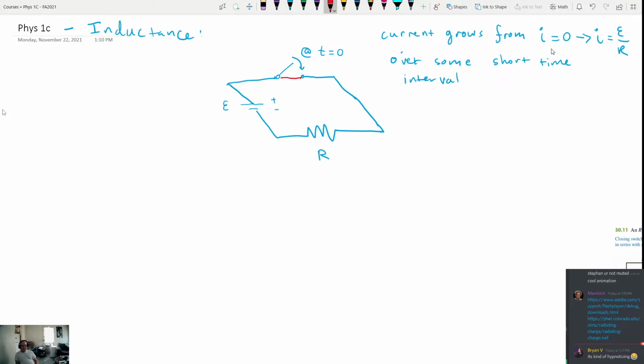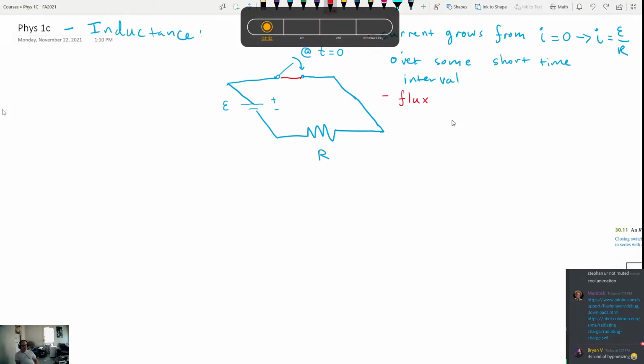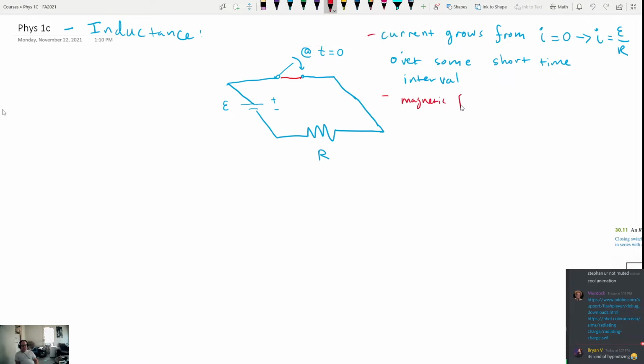The current goes from I equal to 0 up to some value, and it takes time. What that means is that as a result of this, the flux through the loop is changing. I should be more clear here. The magnetic flux through the loop is doing what? What is it, increasing or decreasing?